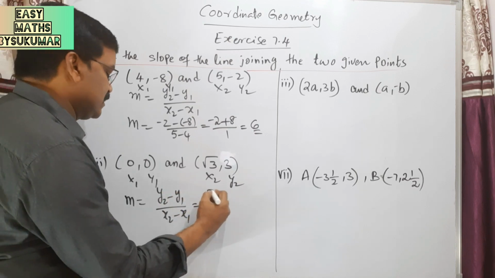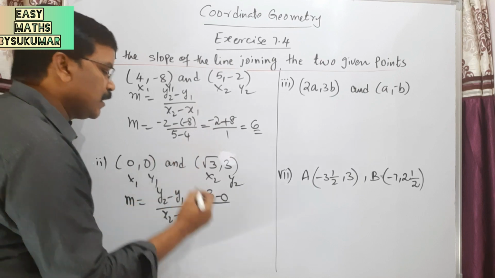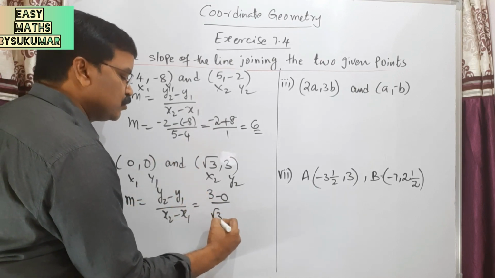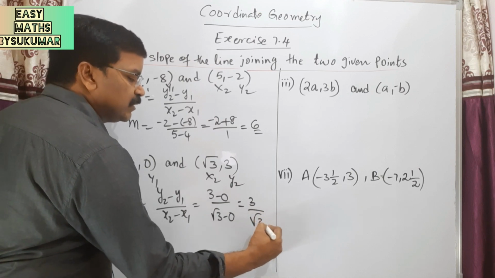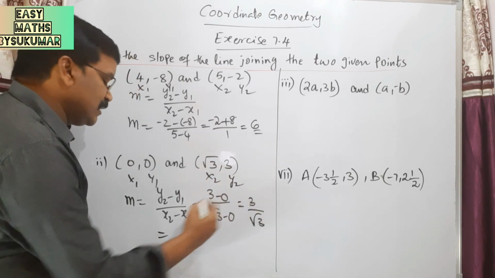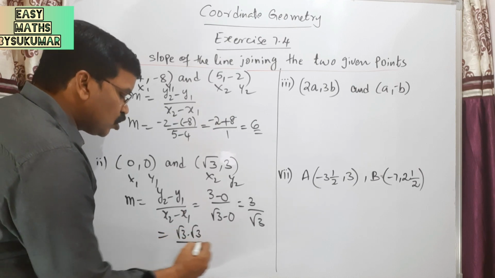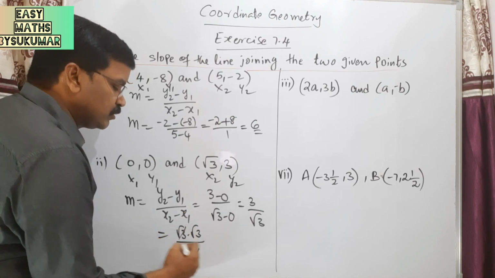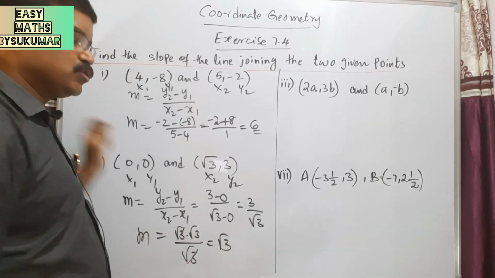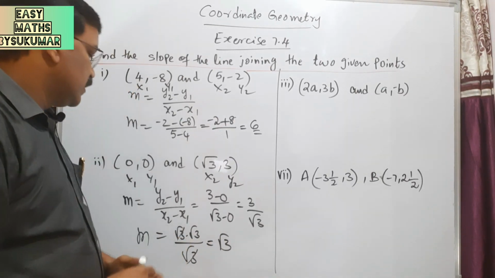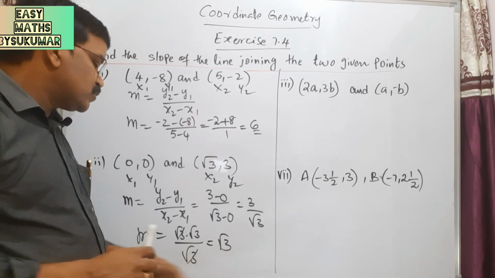That means 3 minus 0. 3 is y2, 0 is y1, by root 3 minus 0. So this is 3 minus 0 is 3, 3 by root 3. That means 3 is root 3 times root 3 is 3, and the denominator root 3. So this is equal to root 3. So that means m is equal to root 3. Okay. See, my dear students, here the slope is root 3.